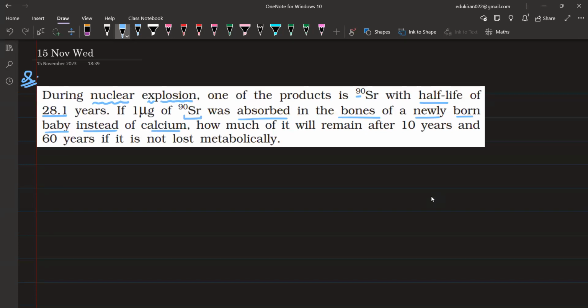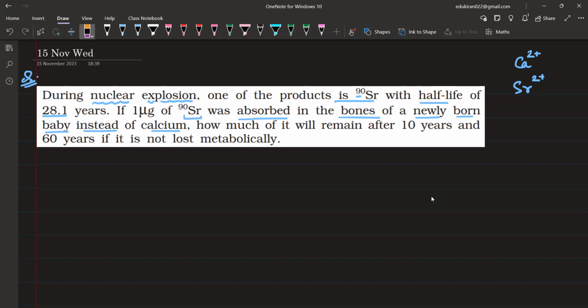Let me explain a little of the biology of this. So bones have a property that they absorb calcium. Bones contain calcium. Now calcium is present in the form of ions, and we know that in ionic form it will be calcium 2 positive. Strontium is also in the same group, so strontium will also have 2 positive charge. That is why it is easily adsorbed in the bones instead of calcium. Okay, strontium is adsorbed in place of calcium.